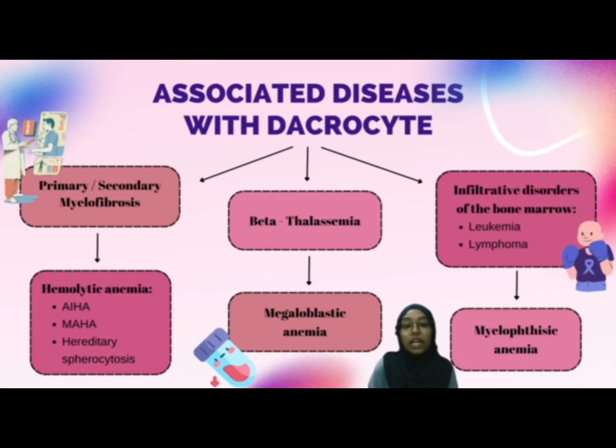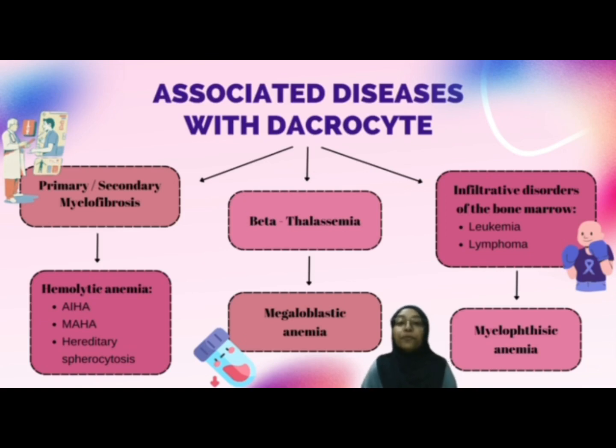In PMF and SMF, there is a clonal proliferation of abnormal hematopoietic stem cells, which leads to the excessive production of megakaryocytes. Megakaryocytes are large bone marrow cells, which are responsible for producing platelets. These unusual megakaryocytes will produce a variety of cytokines and growth factors, which cause the bone marrow to accumulate collagen and fibrous tissue.